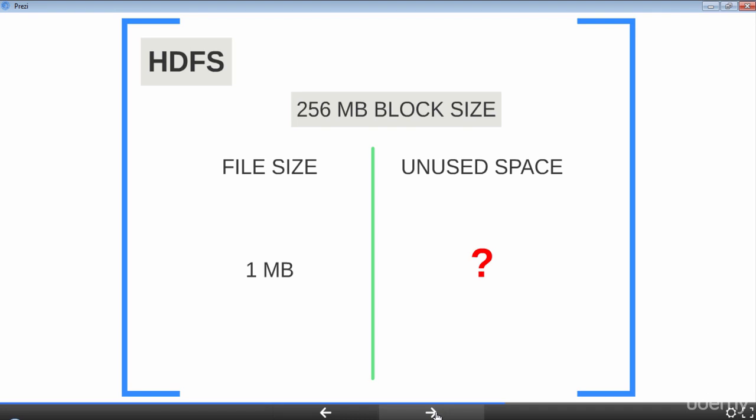I love to ask this question in an interview. Most of the time, I get the correct answer to this question. However, I don't get a good answer for the follow-up question that I ask right after this question. Before we go to the follow-up question, what do you think is the answer? Do you think HDFS will allocate 256 MB to store a 1 MB file, leaving 255 MB unused?